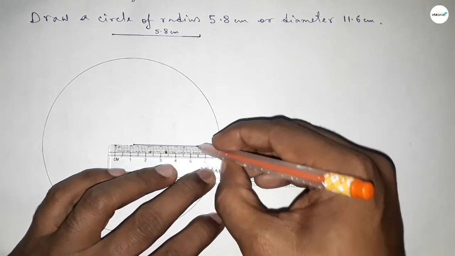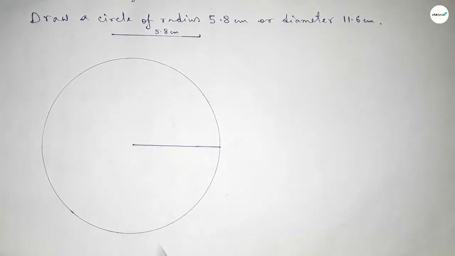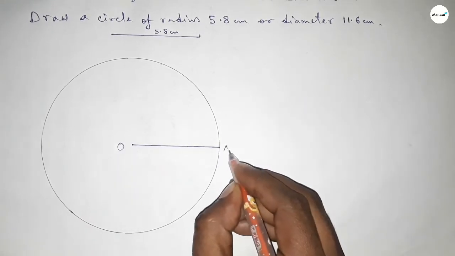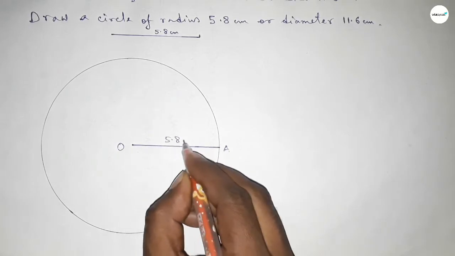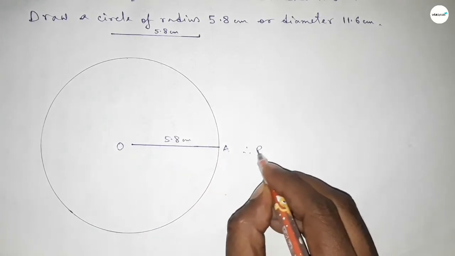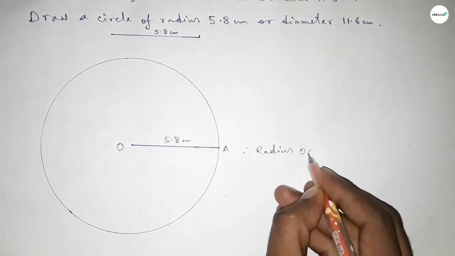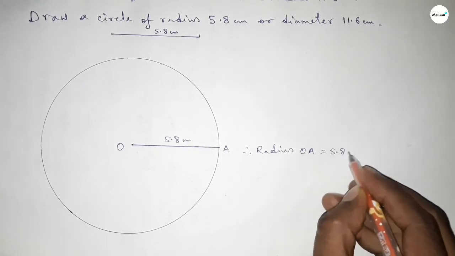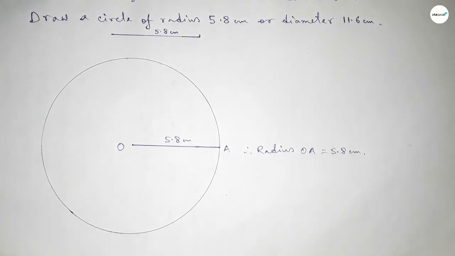So taking here the center O and here A. So OA equal to 5.8 centimeter. Therefore radius OA equal to 5.8 centimeter.